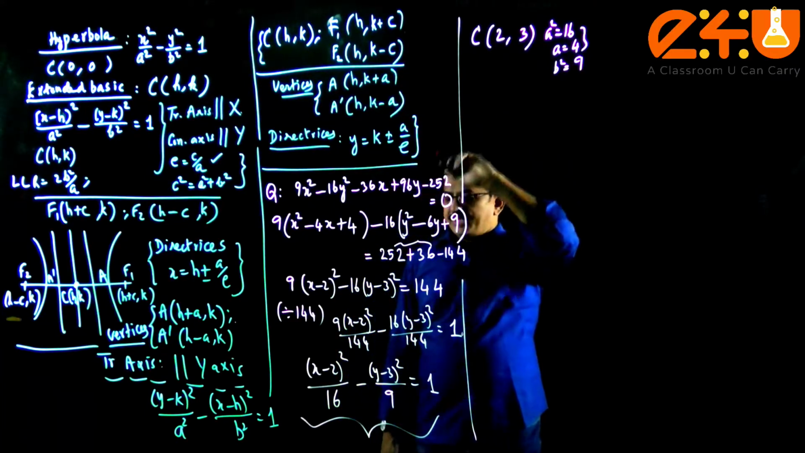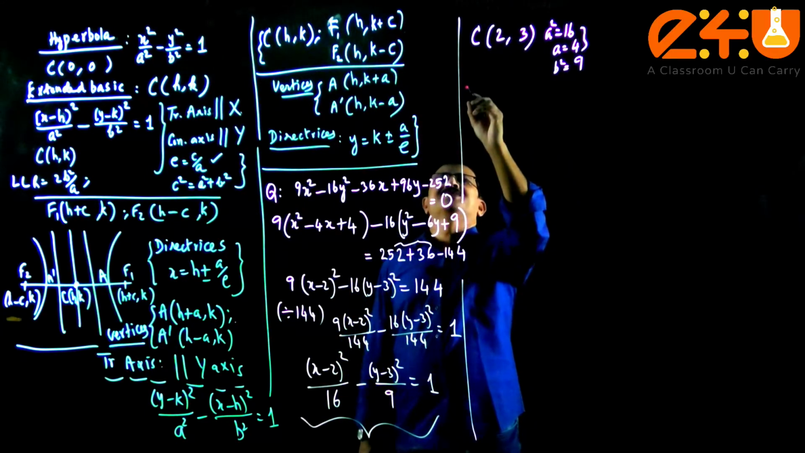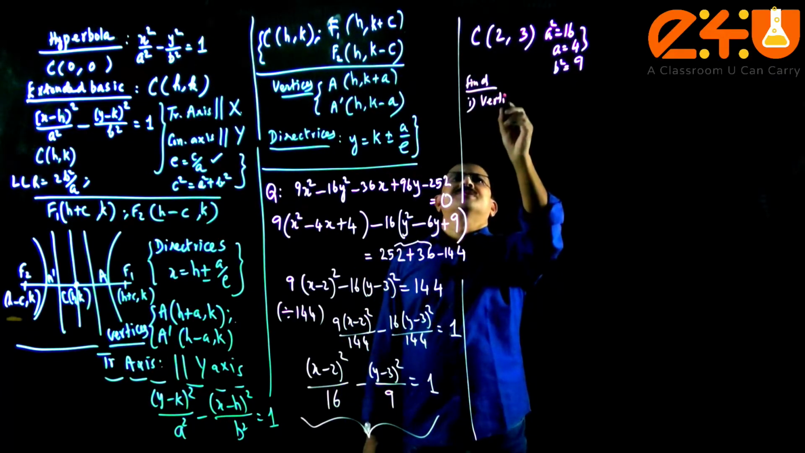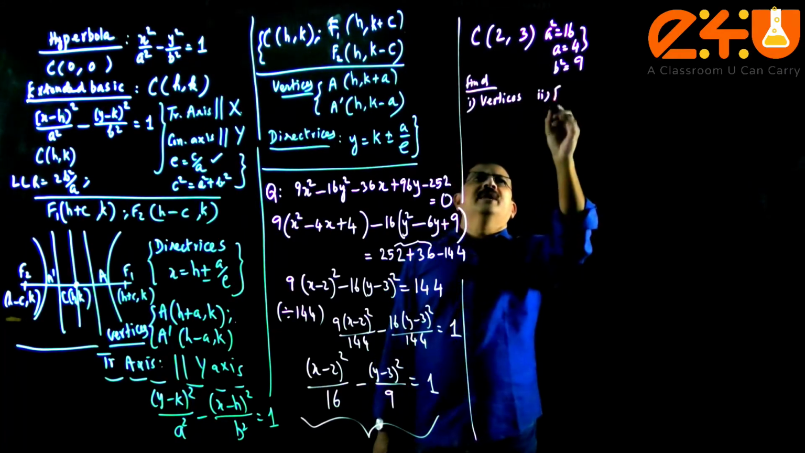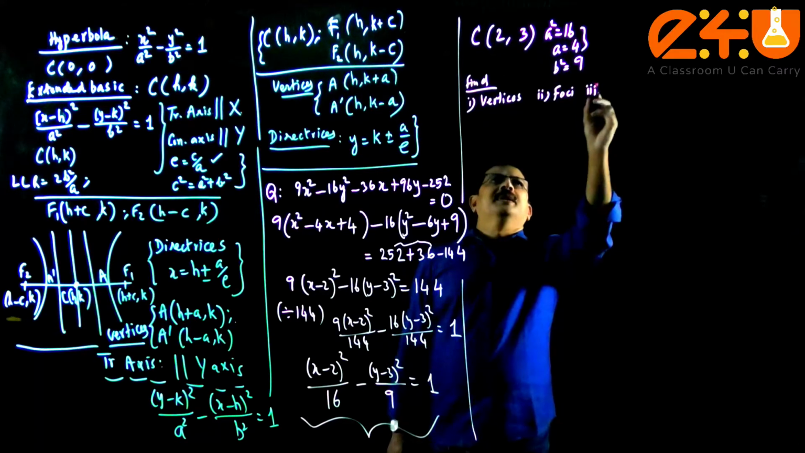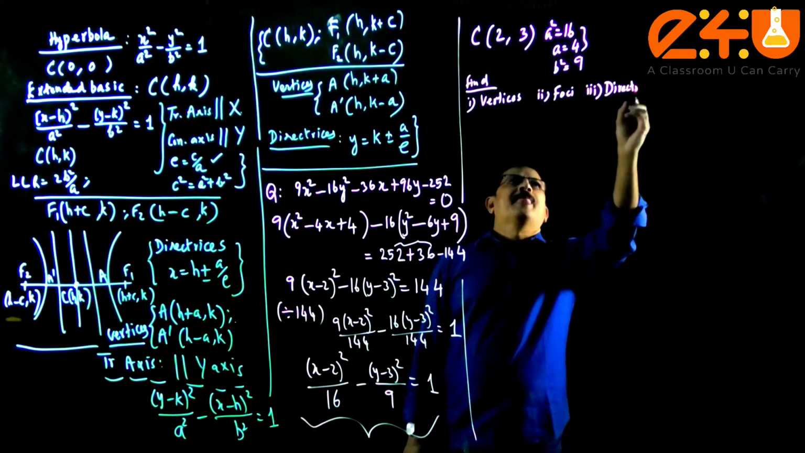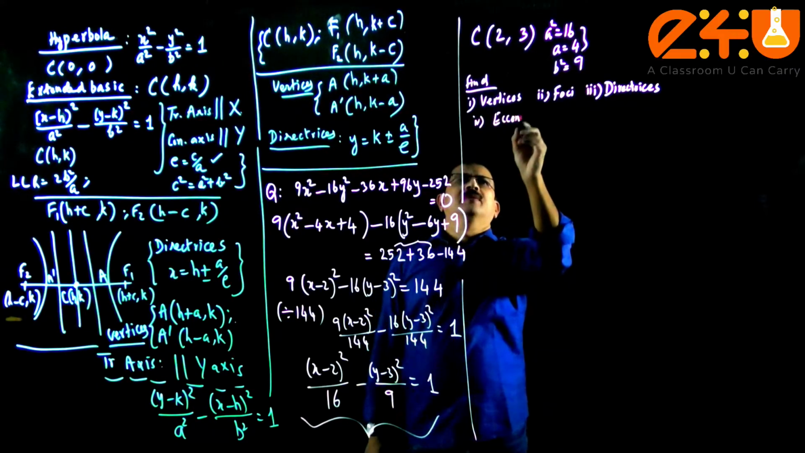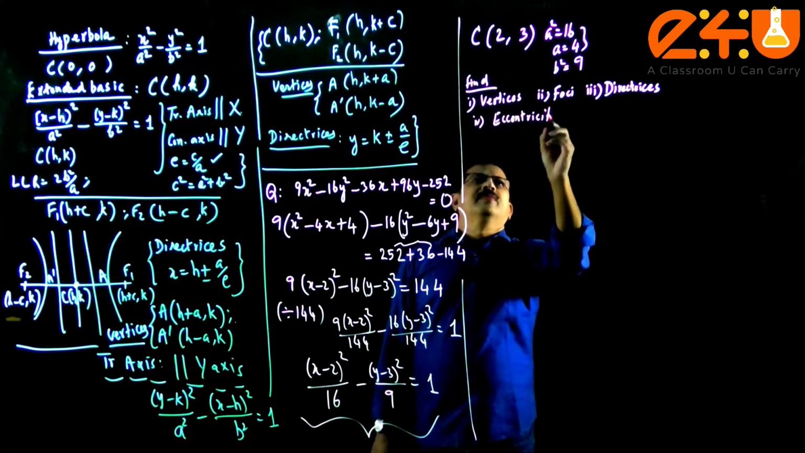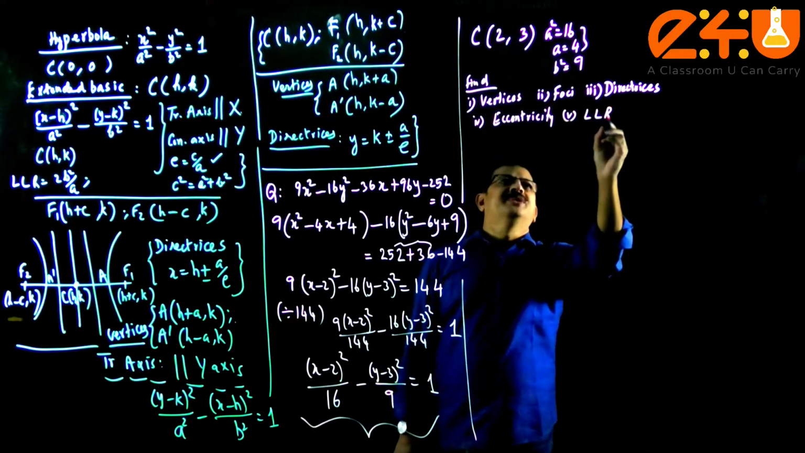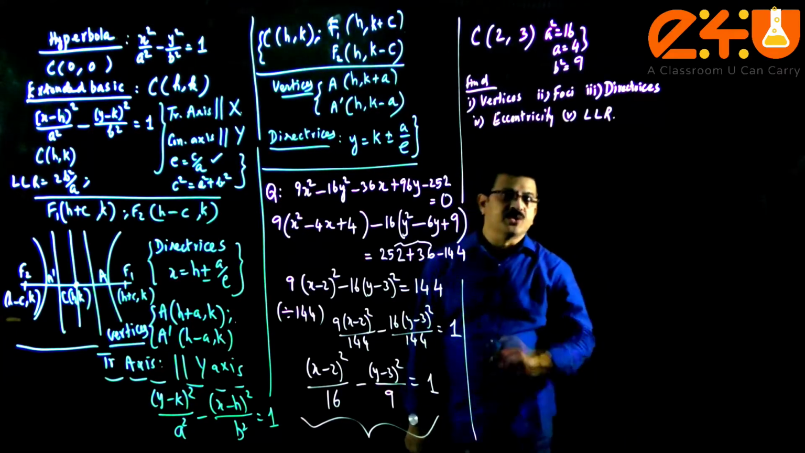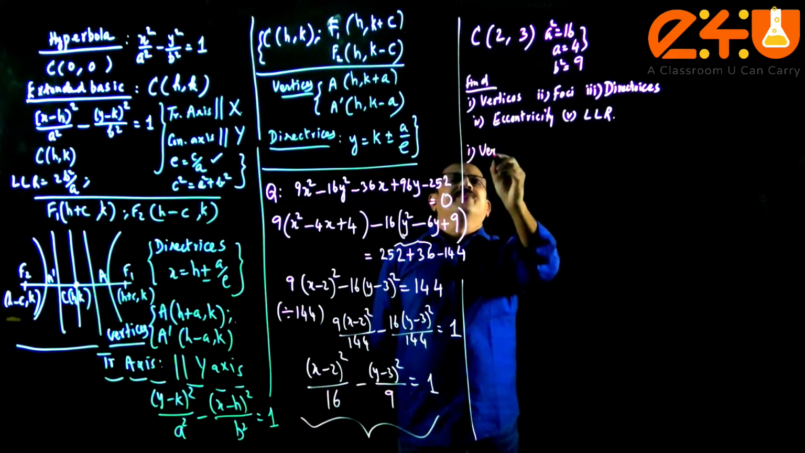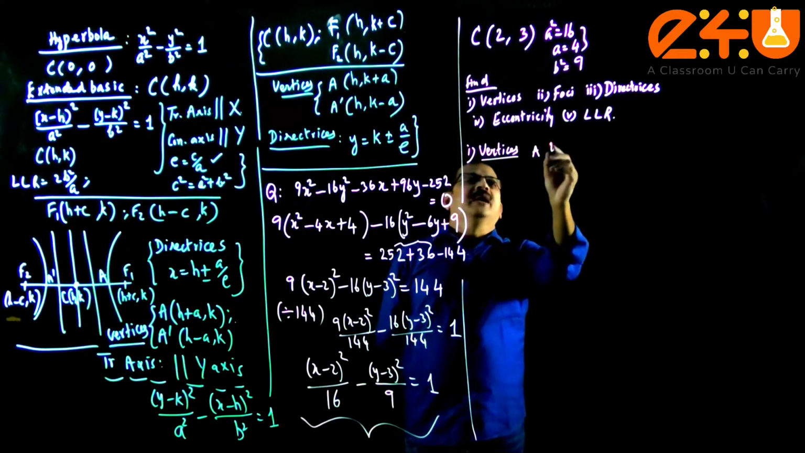Fine. Now let us proceed to find the other coordinates. Let us say the question is like this. Your task is to find vertices, foci, directrices, eccentricity, and length of latus rectum. So let's go for the 5 parameters. So number 1, vertices. So vertices, that is A and A dash.